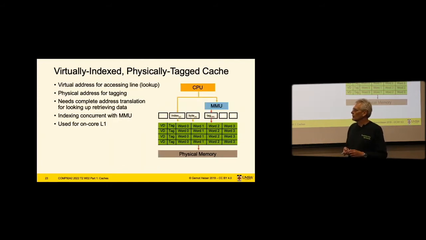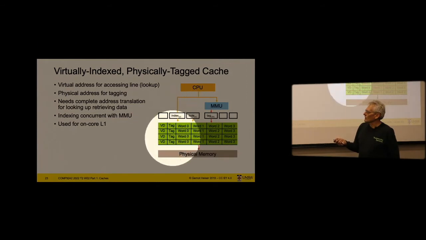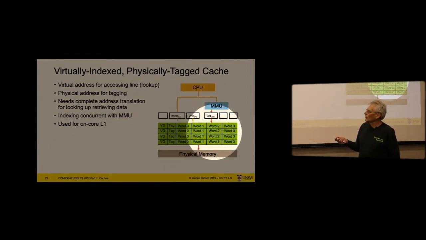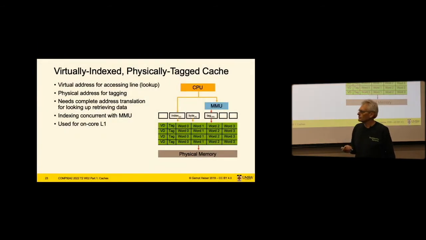And then there's the virtually indexed, physically tagged cache. So here we use the virtual index to look up the cache and then wait for the MMU to deliver a tag bit and do the tag comparison with that one. Right? So what's the implication? There's several, obviously. Let's look for some.